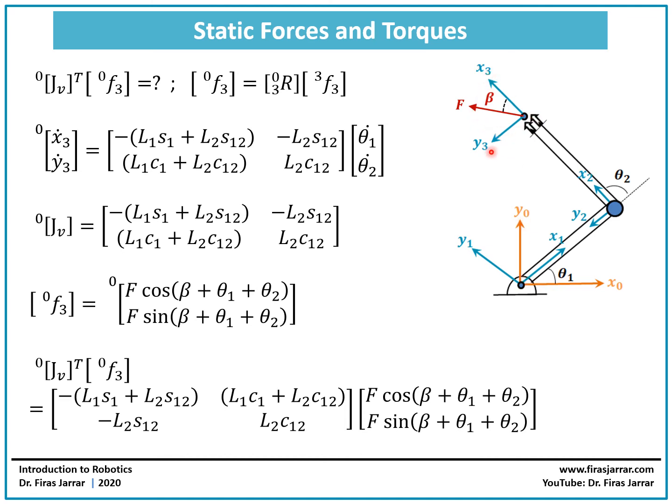instead of its projections on x3 and y3. And the projection of F on x0 is going to be, in this case, F times cosine of beta plus theta 2 plus theta 1, and the projection of it on y0 is going to be F sine of beta plus theta 2 plus theta 1, as we can see here. So if we multiply the Jacobian matrix by this force vector, we are going to have this relationship here. Maybe we need to simplify it in the next slide.